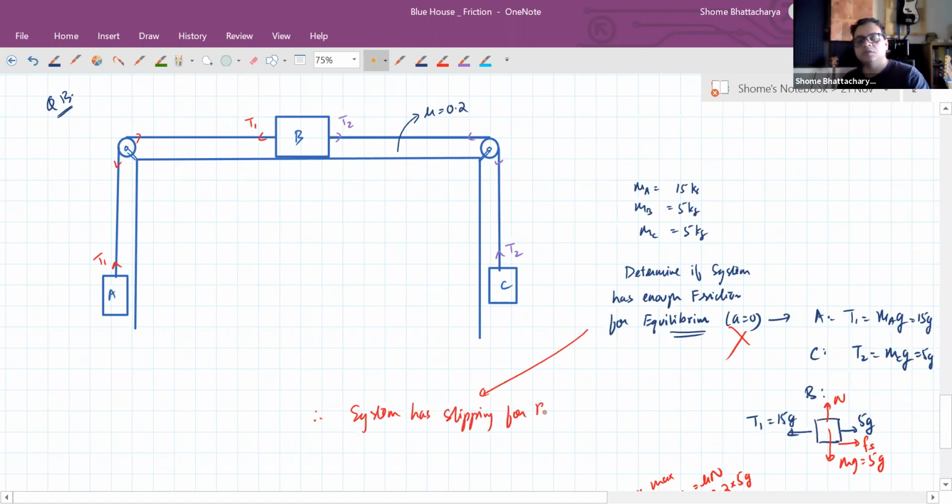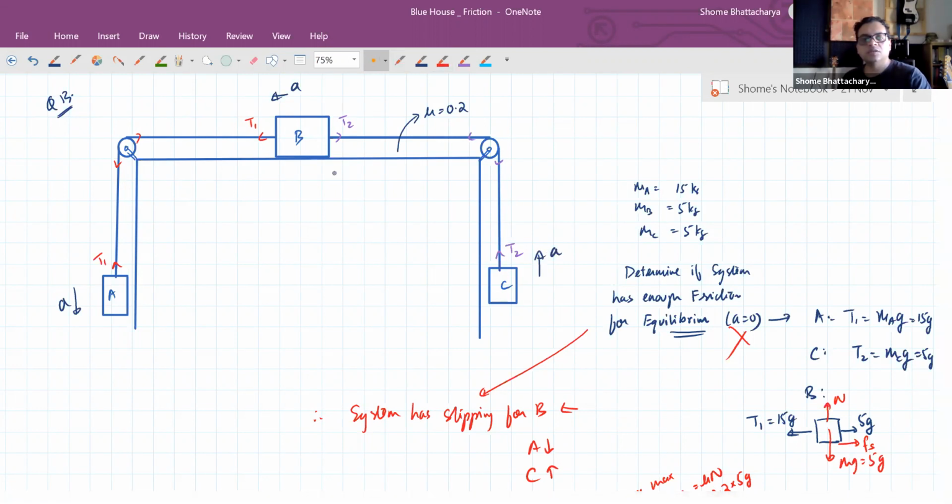for block B towards the left. Block A will be coming down, block C will be going up with some common acceleration. So now you have to just solve for that condition. The rest of the things is done. Okay. This is coming down with acceleration, this is going towards the left with acceleration, this is going up with acceleration, and on this there is kinetic friction of mu n acting.